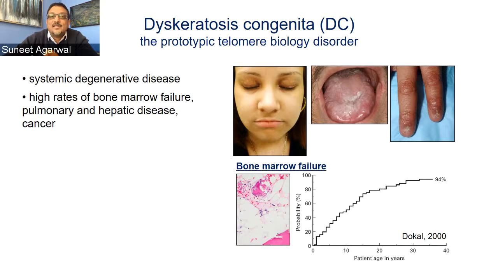So dyskeratosis congenita is a prototypic inherited marrow failure disorder that's characterized by a mucocutaneous triad of skin pigmentation abnormalities, oral leukoplakia, and nail dystrophy as shown here. And these are the outward manifestations of a systemic degenerative disorder with high rates of tissue failure, including bone marrow failure in the classic presentation shown by Dokal in the bottom right, greater than 90% by age 40, high rates of pulmonary and hepatic disease, and essentially any organ system can be affected, and this is a cancer predisposition syndrome as well.